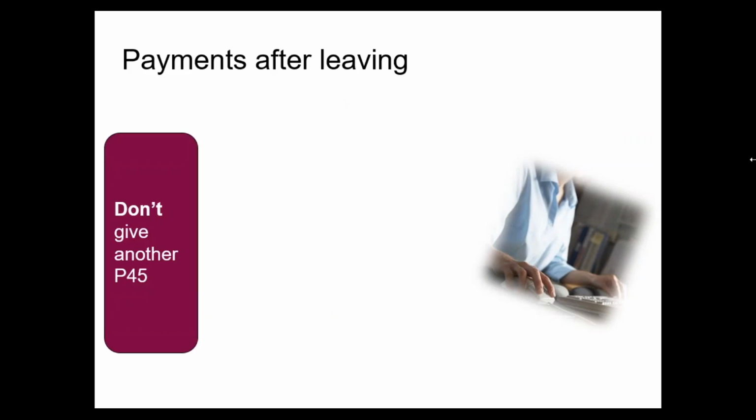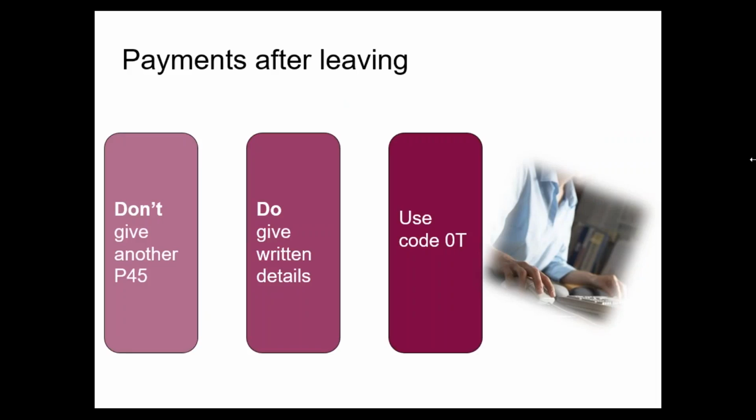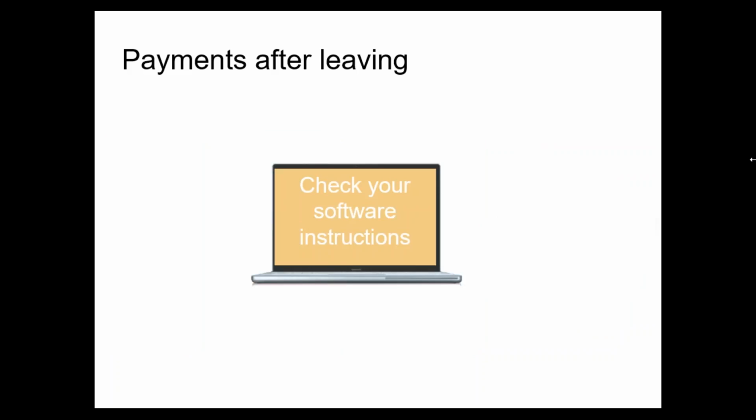You shouldn't give your employee another P45. Instead, give them written confirmation of the payment showing the gross amount of the payment and any deductions you've made. Always use the tax code 0T on a non-cumulative basis to calculate the tax due on the payment. And finally, remember to check your own payroll software guidance for any additional instructions.